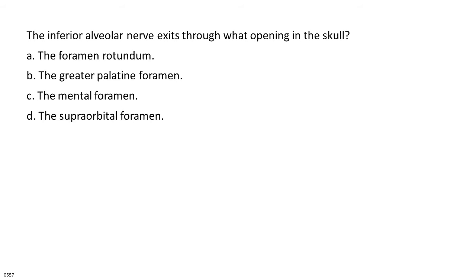The inferior alveolar nerve exits through what opening in the skull? A. The foramen rotundum. B. The greater palatine foramen. C. The mental foramen. D. The supraorbital foramen.